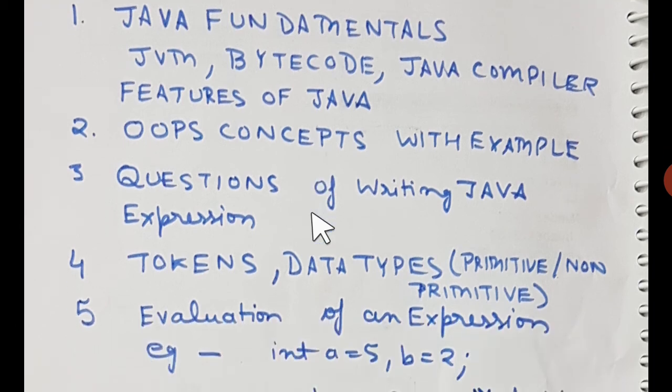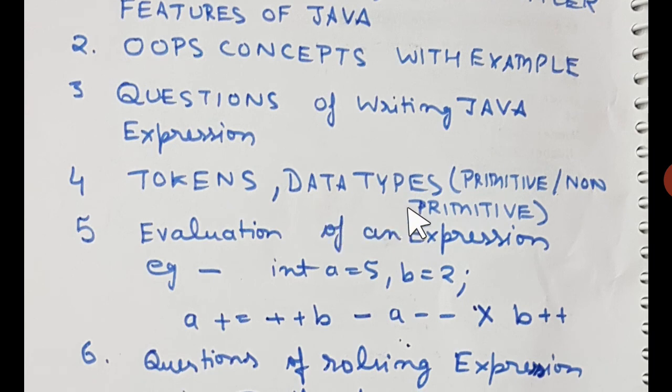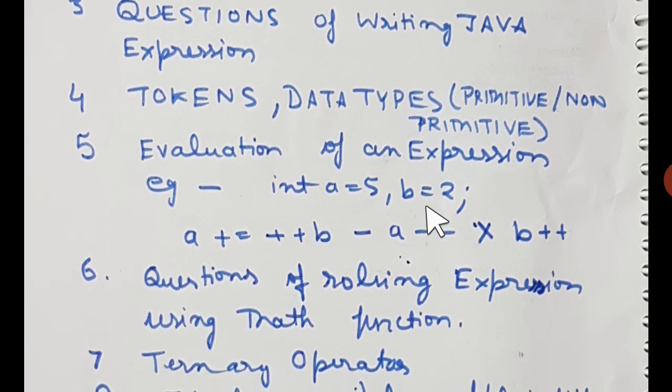Then you have to move to questions of writing Java expression, because every time in the board examination you will find one question of writing Java expression. All right. Then we have token, data type, right? Primitive, non-primitive. So students, questions can come in the form of differences also. All right. So if the concept is clear, you can always write the difference.